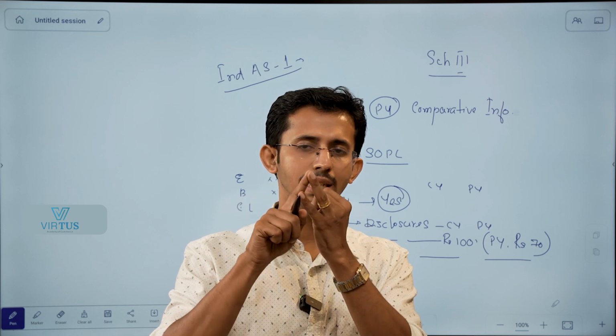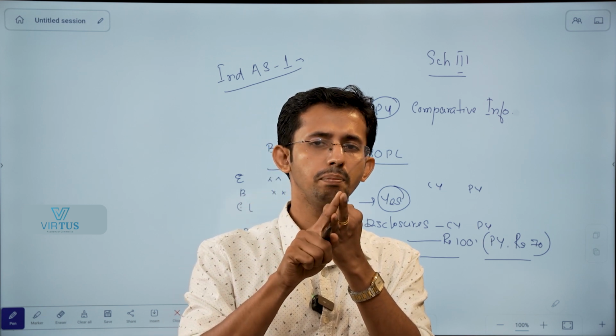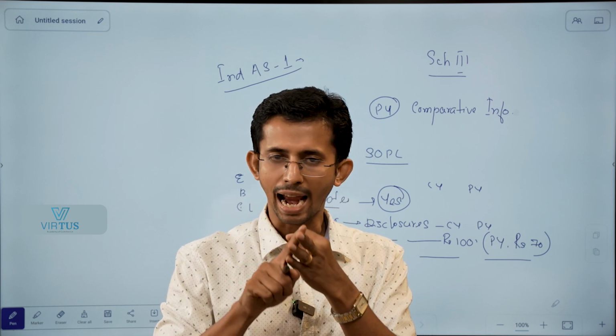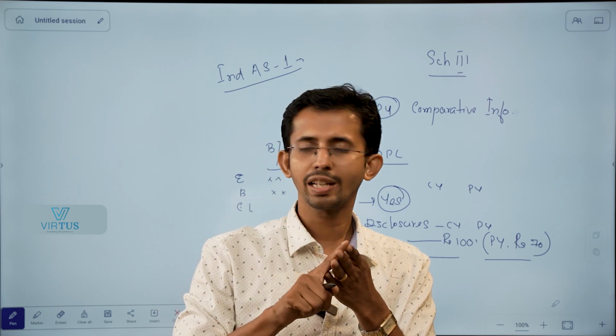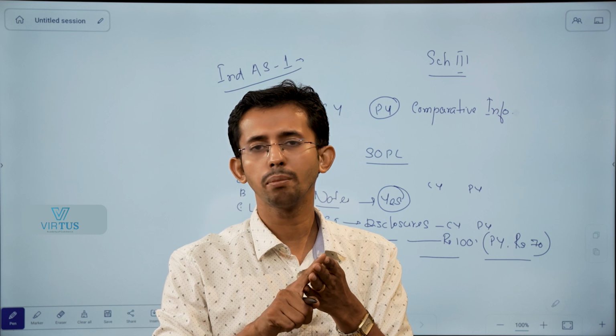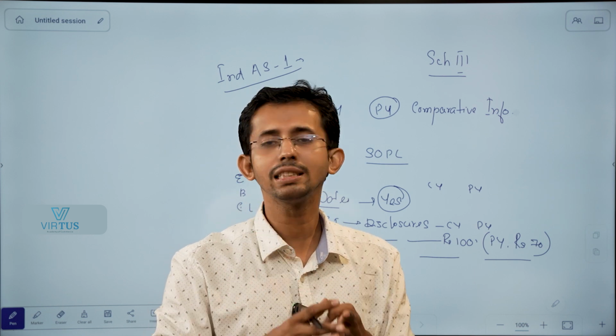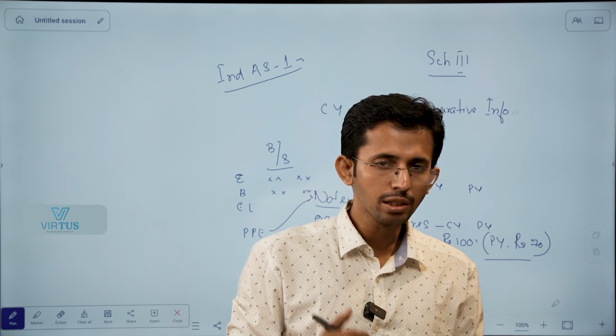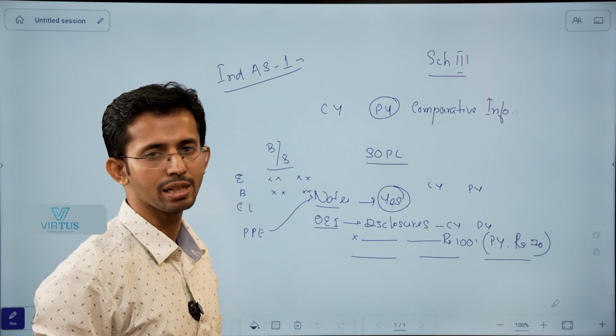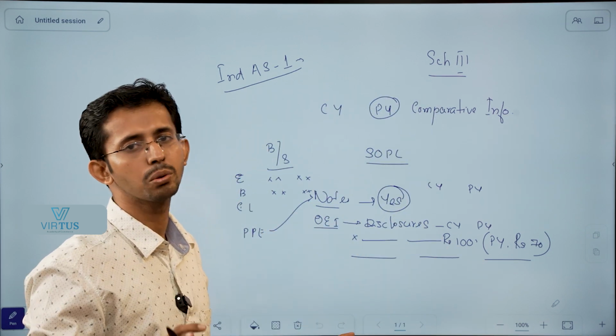It has to be given in the balance sheet. It has to be given in the cash flow statement if it is applicable. It has to be given in the significant accounting policy or material accounting policy if there are any figures in that, and also in the notes forming part of financial statements, including other explanatory information. So it is mandatory to give.